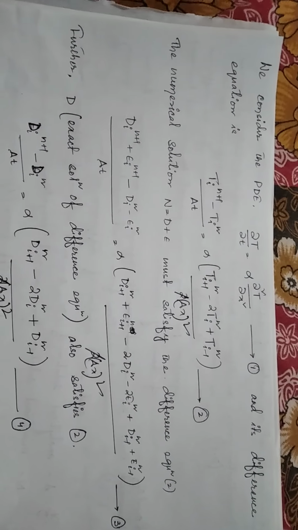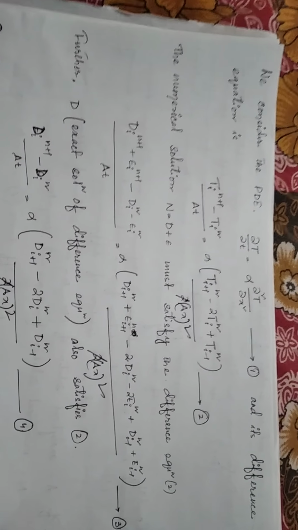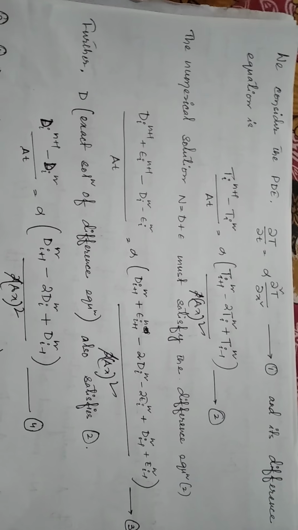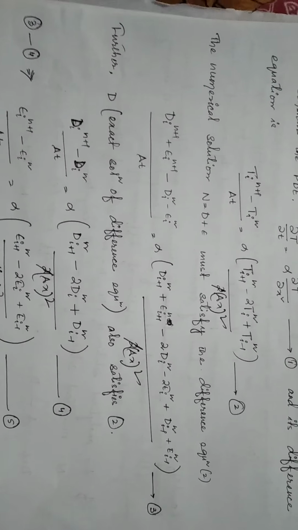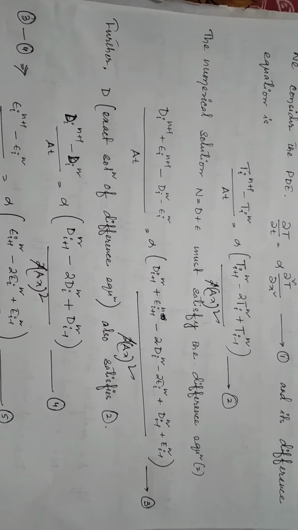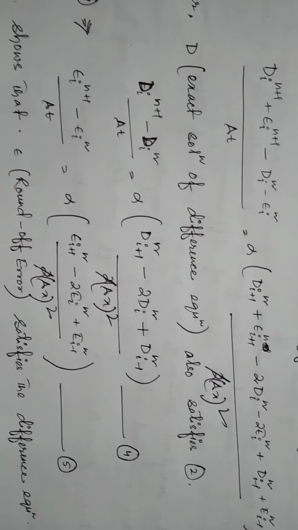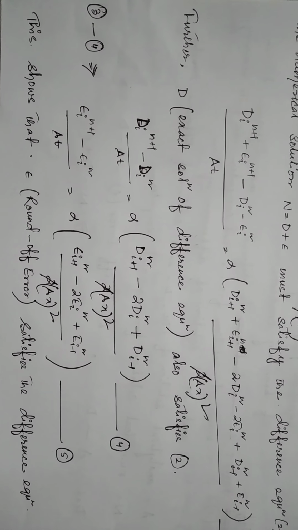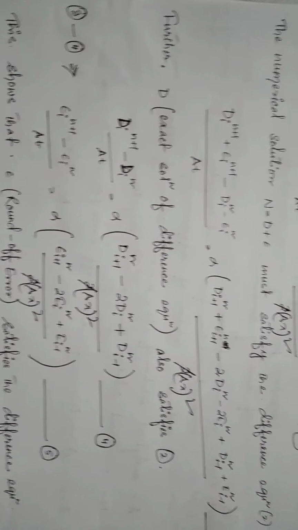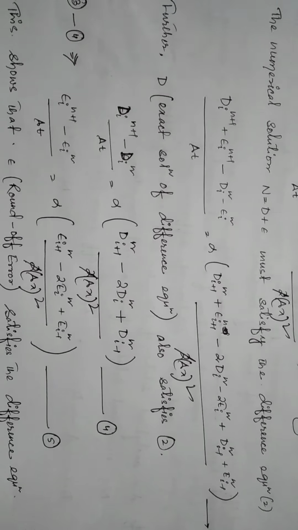So the solution must satisfy the difference equation. Similarly, what is our D? This is the exact solution of the difference equation, so D also must satisfy equation number 2, and we get equation 4. Now if we take the difference 4 minus 3, we get equation number 5. What does this imply? The round-off error epsilon also satisfies the difference equation. So we can say that the error must satisfy the corresponding difference equation.